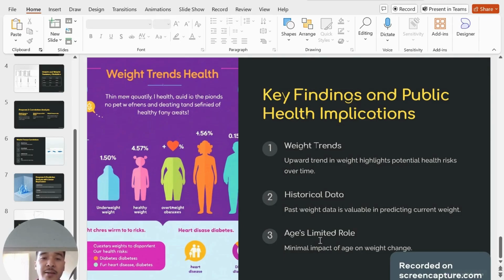Key findings and public health implications. To wrap up, here are the main findings from this analysis. Weight trends: we see an upward trend in weight over time, which could be an important health consideration if people continue to gain weight.